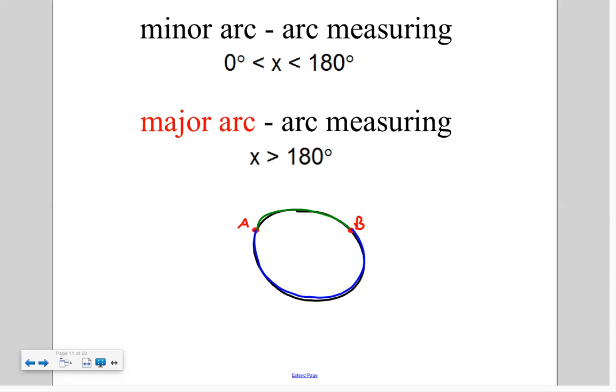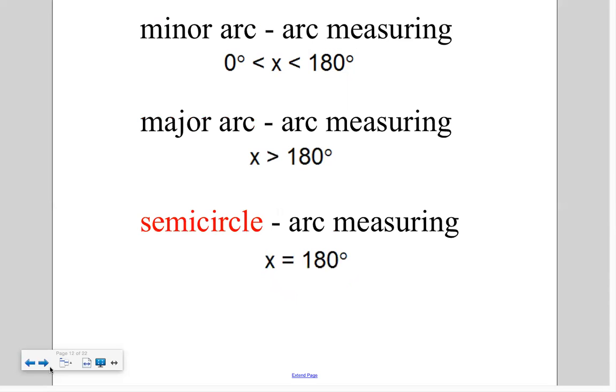The minor arc is the green one. It's less than 180. The major arc is the blue one. So we can't just write arc AB for both of them. Now, there's a way that we differentiate between the two. The last one to talk about is a semicircle. That's the one that's 180 degrees. A 180 degree arc is a semicircle because it's half of a circle.